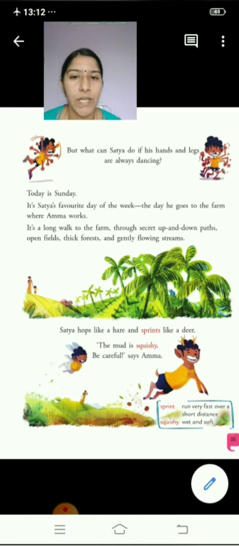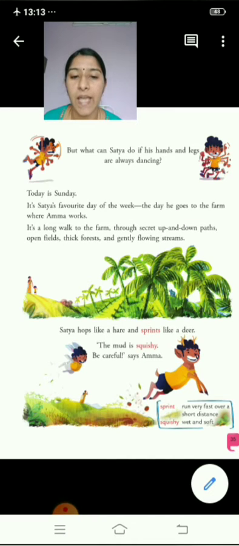Okay, one more time I will read. But what can Satya do if his hands and legs are always dancing? Today is Sunday. It's Satya's favorite day of the week. The day he goes to the farm where Amma works. It's a long walk to the farm through secret up and down paths, open fields, thick forests, and gently flowing streams.